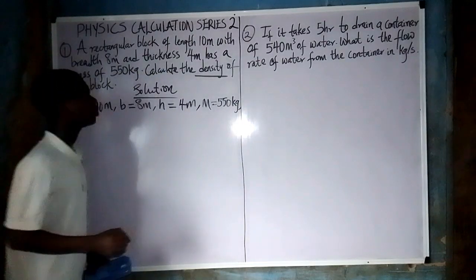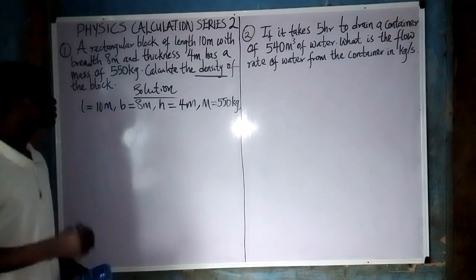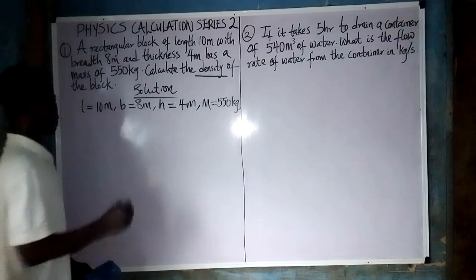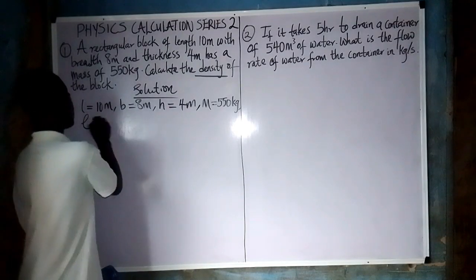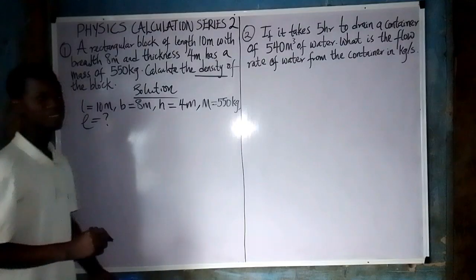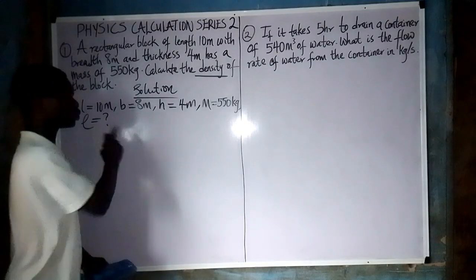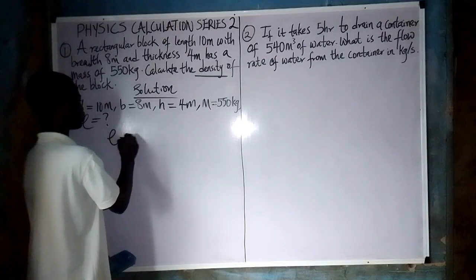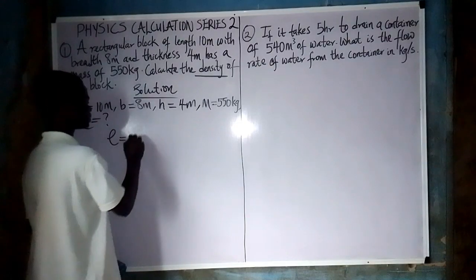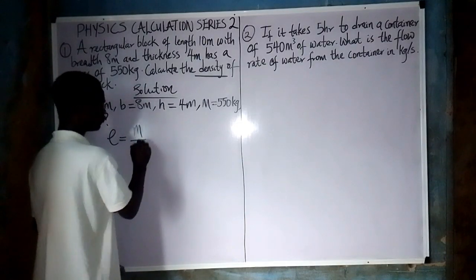So we move on. What is the question? Calculate the density of the block. Now density is symbolized by this type of P, okay? And in this question, we don't know what our density is. Our P is unknown. So let's solve. We know that density is mass over volume.